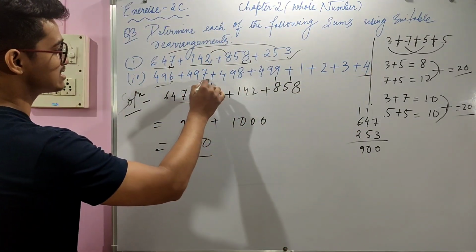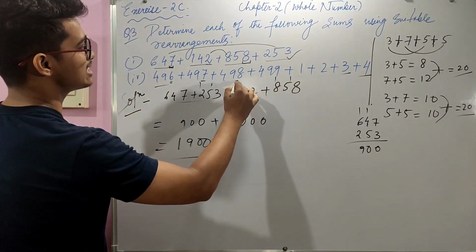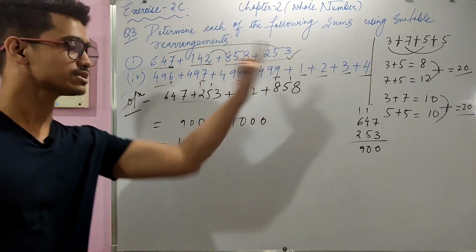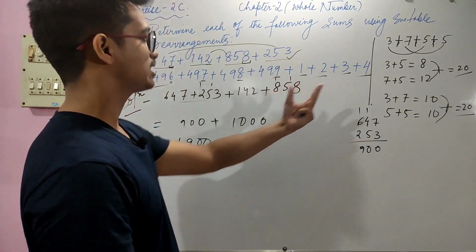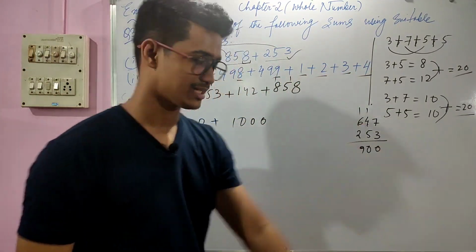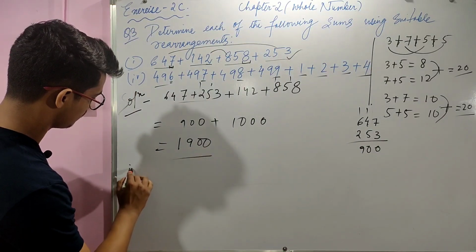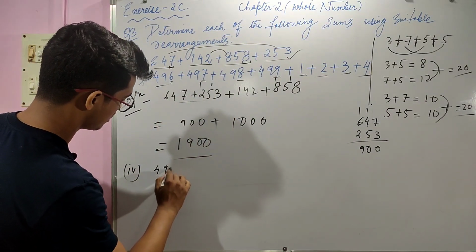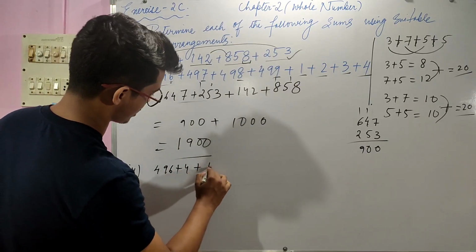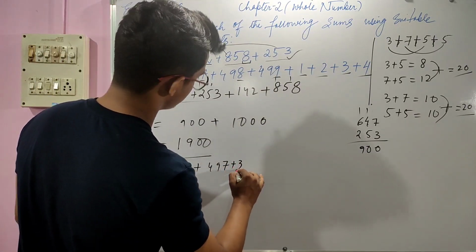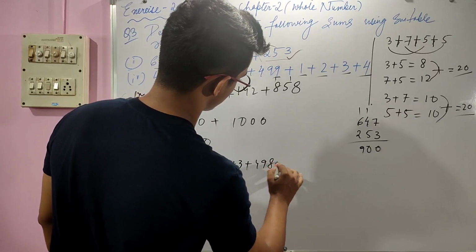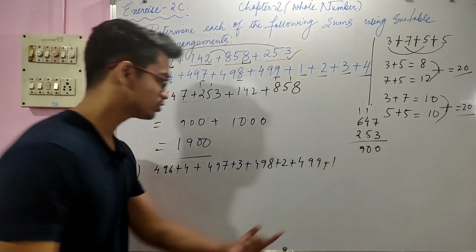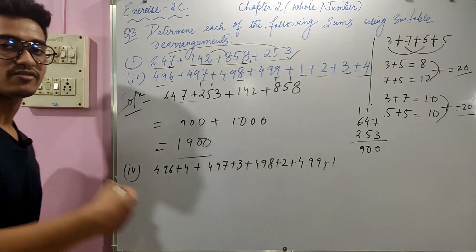Now see, 7 is there, 3 is there, 8 is there, 2 is there, 9 is there, 1 is there. So we have to pair up all such numbers with their respective ones place. So here the answer will be like that way. First of all, we have to do the rearrangement. 496 plus 4 plus 497 plus 3 plus 498 plus 2 plus 499 plus 1. So that is the suitable rearrangement, and simply we have to find out the answer.